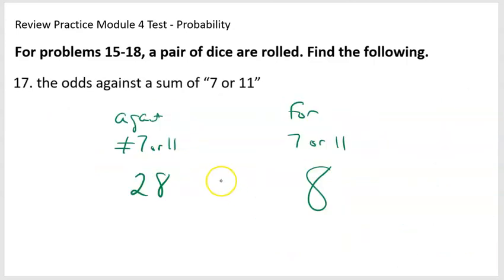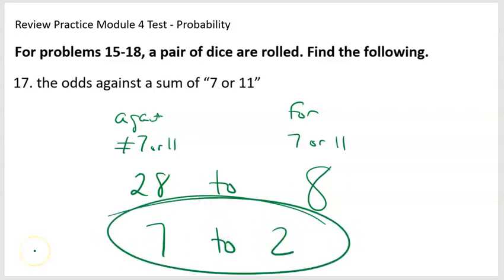Don't forget to put the 2 in between. So 28 to 8. And also, don't forget to divide each of these by a greatest common factor, if it's possible. These both divide by 4. 28 divided by 4 is 7. 8 divided by 4 is 2. 7 to 2 is my odds.